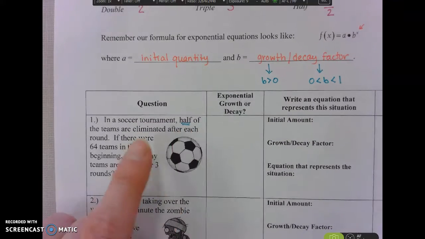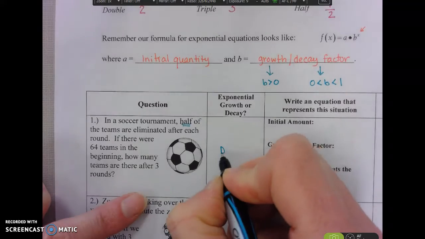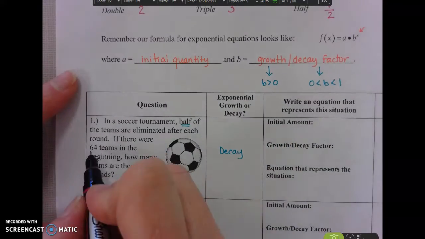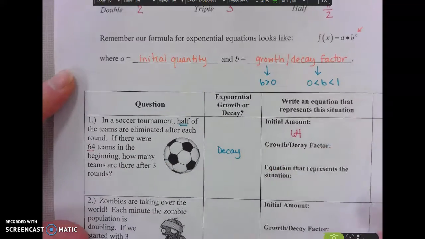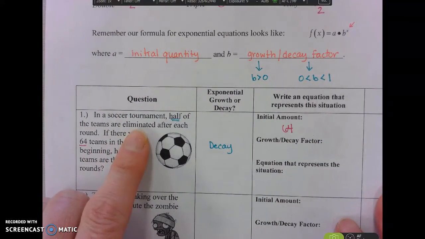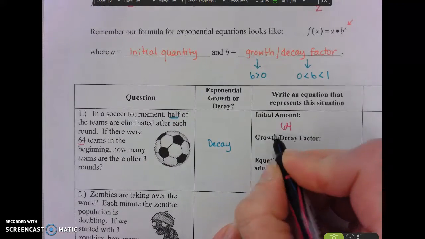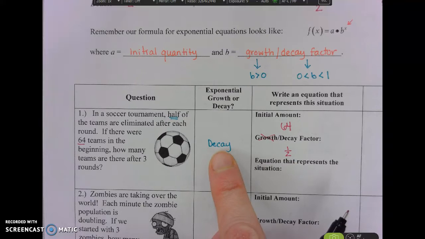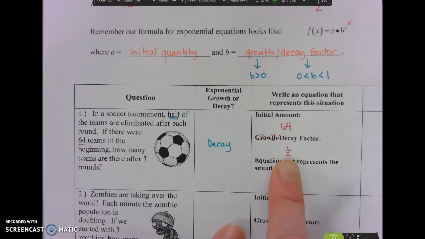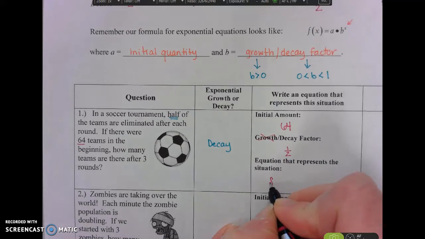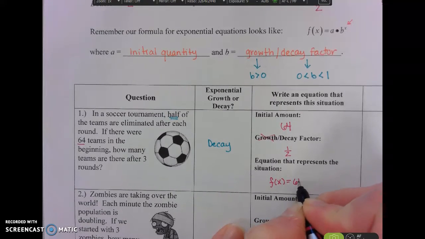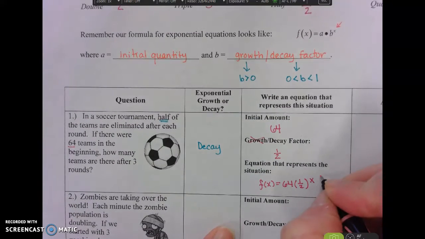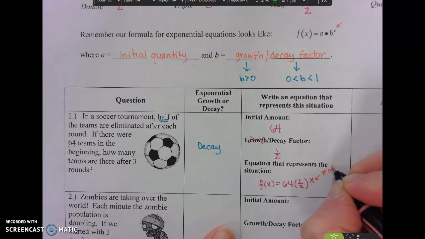So the half and the eliminated should indicate to you that this is a decay problem. Initial amount, we started out with 64 teams. How fast are these teams being eliminated? Well, half. There's our decay factor. And that piece of information should match. So if you say this is a decay problem, then your decay factor better be a number that is smaller than 1. So therefore our equation is just f of x equals 64, 1/2 to the power of x. It is important to note that x represents the number of rounds.